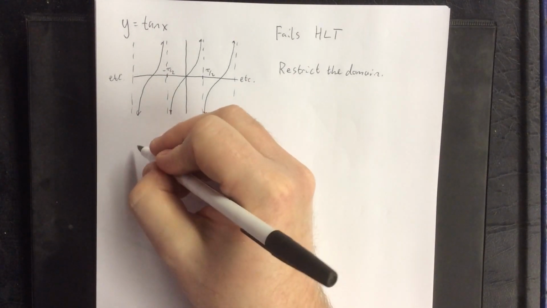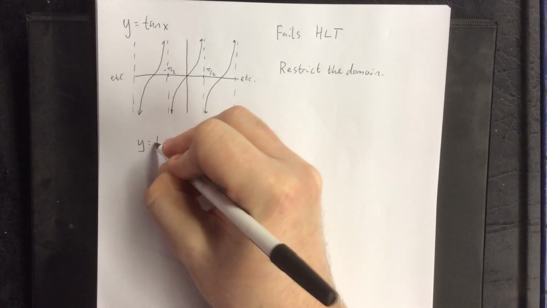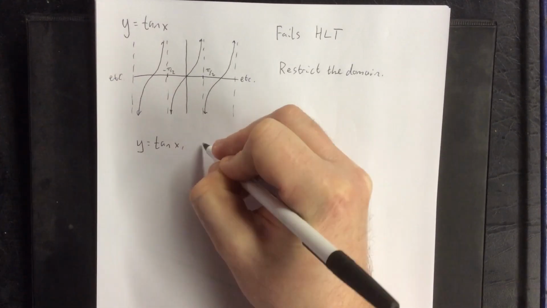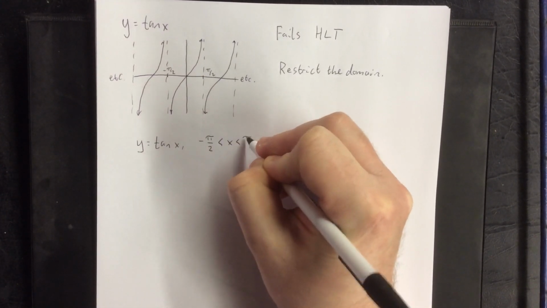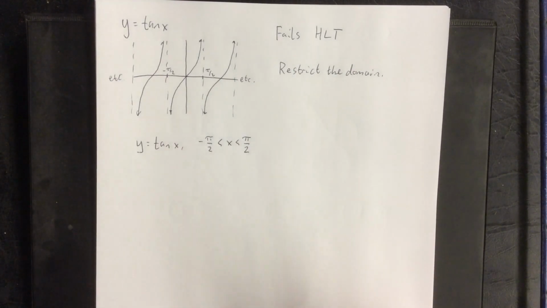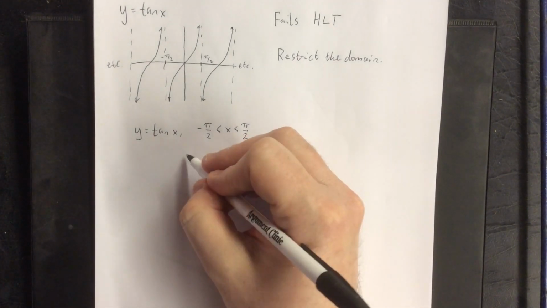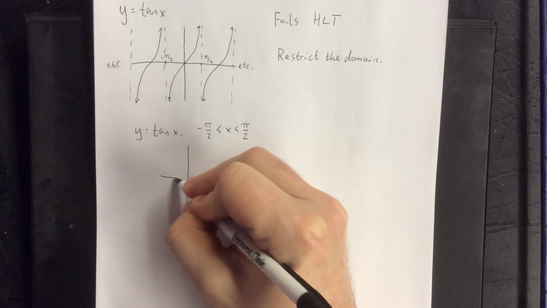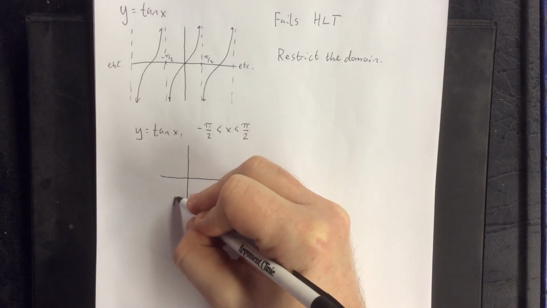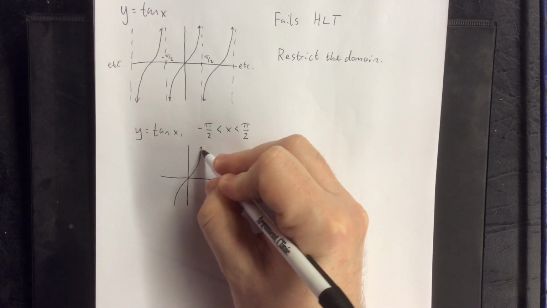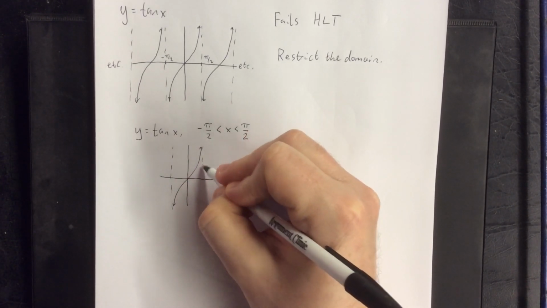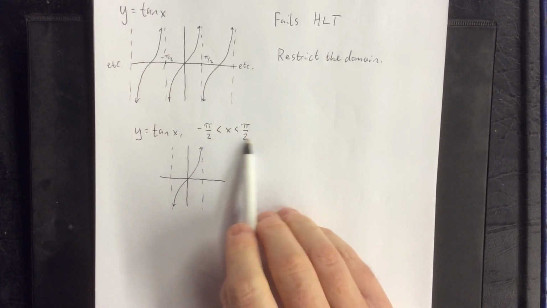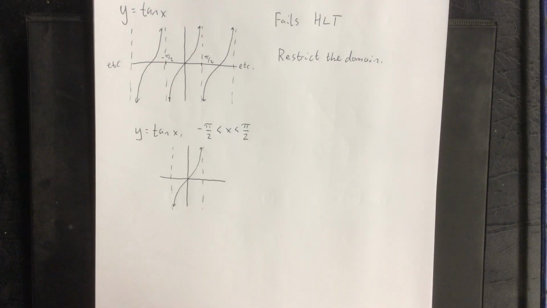So here is the domain restriction that we will be using. Y is equal to the tangent of x, and x will be between negative pi over 2 and positive pi over 2. This domain restriction is similar to what we saw for the sine function. The difference is that for the tangent function, we are not going to include the endpoints of the interval. The reason that we don't include the endpoints is those are asymptotes, and we can't be equal to things that are asymptotes.